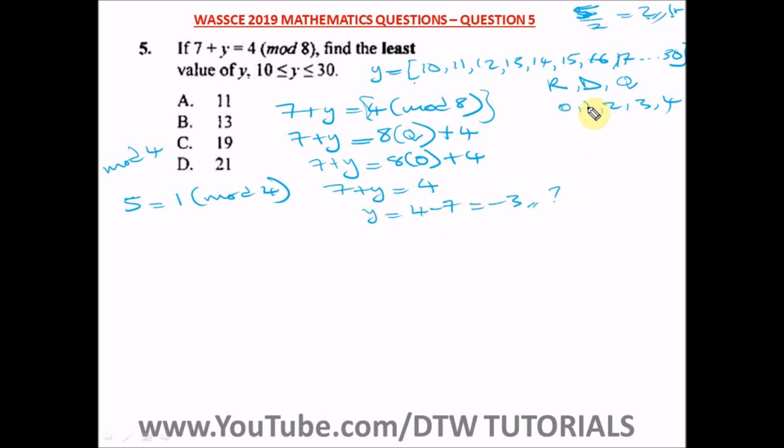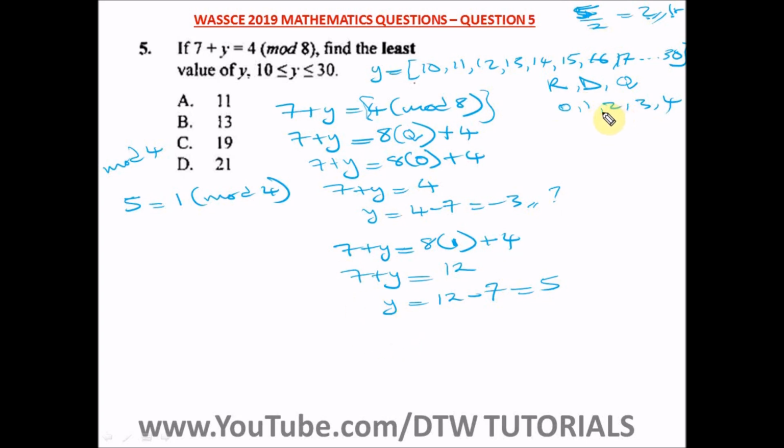Let us try q is equal to 1. Okay, so 7 plus y equal to what? 8 bracket 1, put 1 here, plus 4. So here we have 8 times 1, which is 8, and plus 4 we have 12. So we have 7 plus y, so y is equal to what? 12 minus 7. And what is 12 minus 7? That will give us a 5. And it is still not within the range of y.